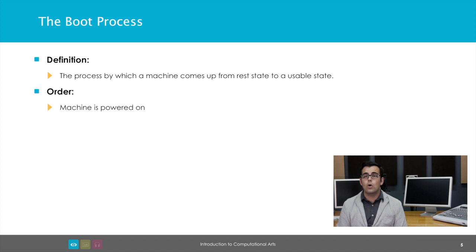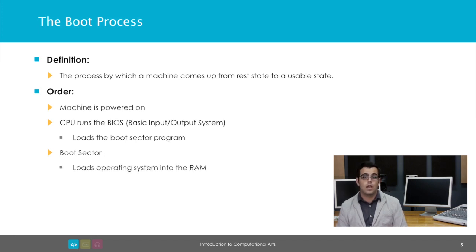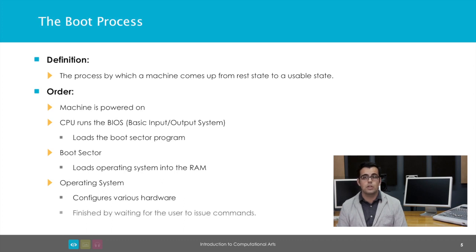This provides power to all components, including the CPU, which first runs the BIOS, or Basic Input-Output System of the machine. This then loads the boot sector program. The boot sector program allows the computer to access the secondary storage unit and trigger the loading of the operating system files into the computer memory. Once this process is completed, the operating system configures the various hardware to prepare for input and output. At this point, the computer is booted up and is ready for the user to issue commands.